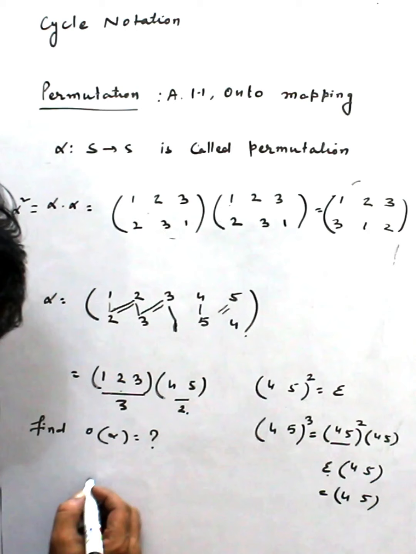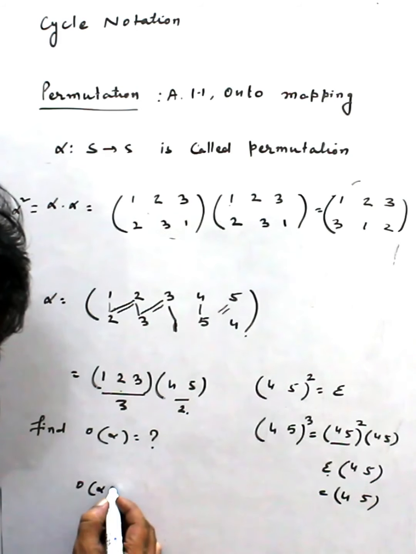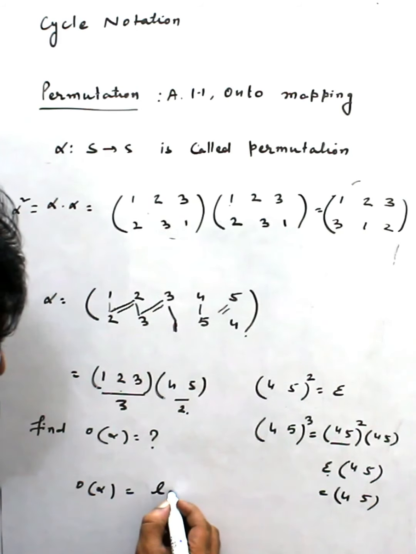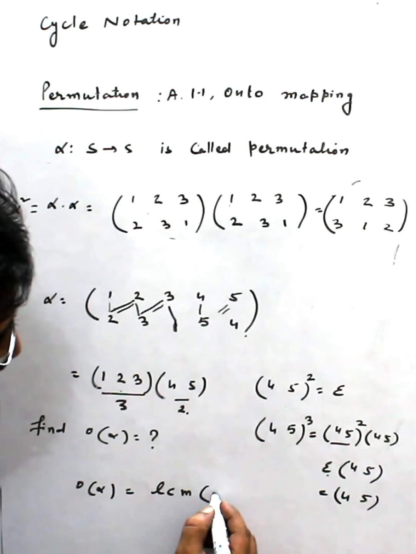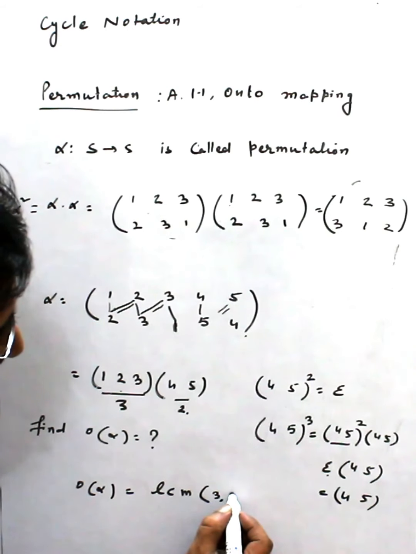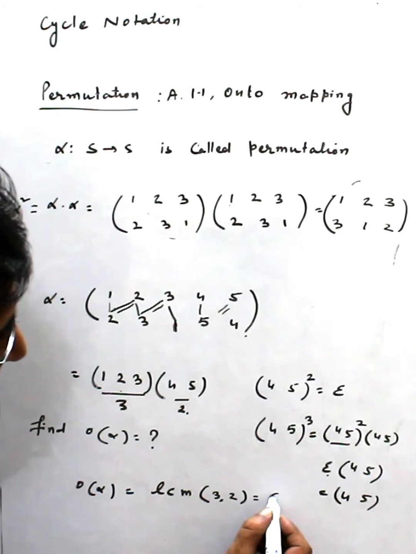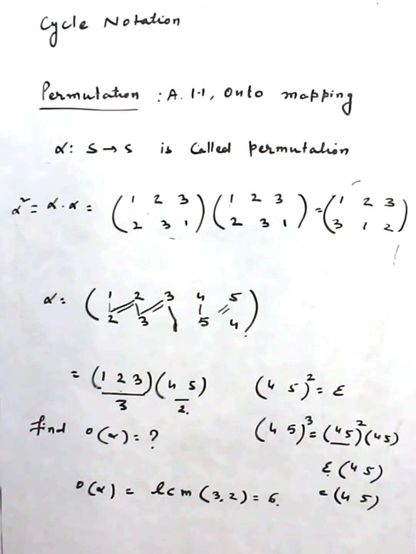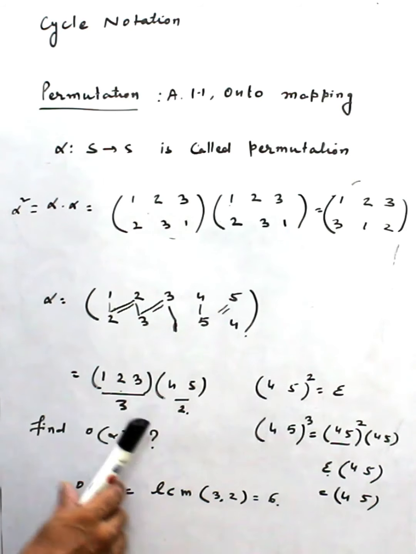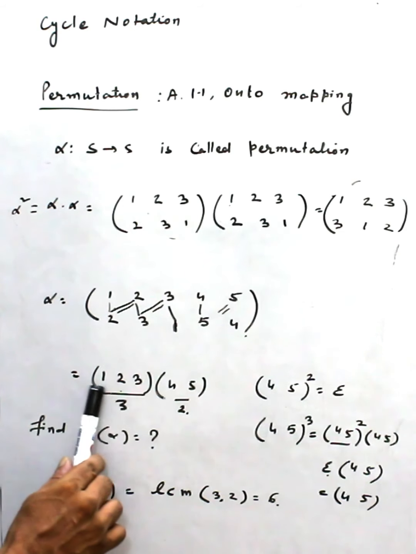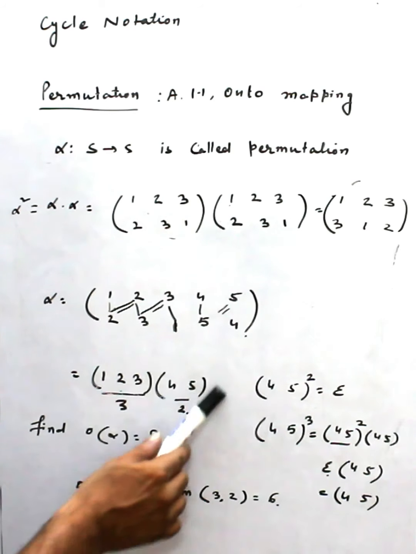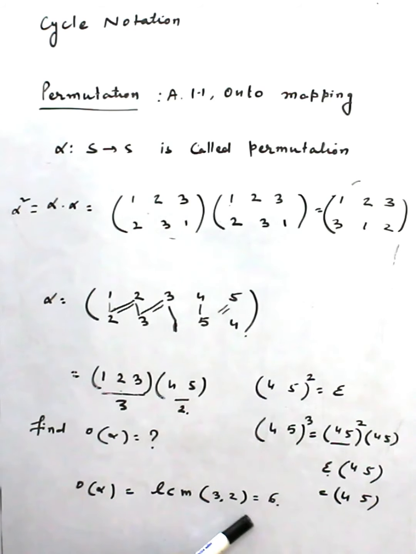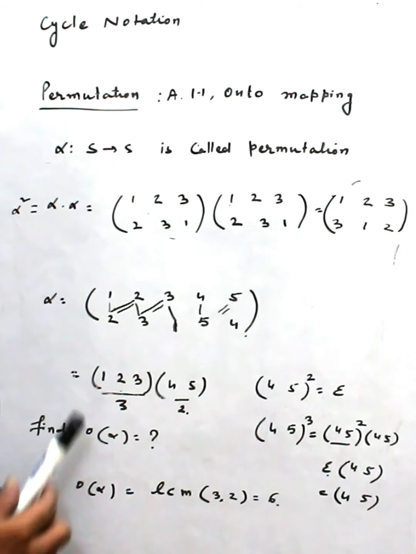So the order of alpha is equal to the LCM of this, which is 3, and this, which is 2, that is 6. This is 6, because at 6 this becomes identity and this becomes identity. So the total alpha becomes identity after 6, right?